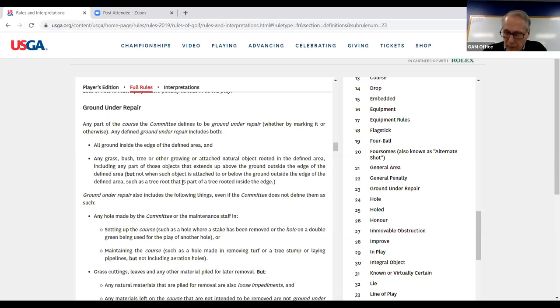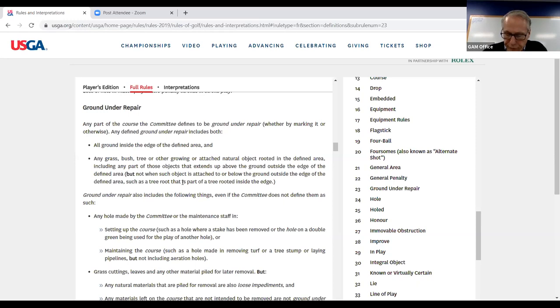But it's any part of the course that the committee has defined, and it's all ground inside that edge of the defined area. Any grass, bush, or tree growing within the area is considered part of that, and any parts of that object that extend up and above and even outside the edge of the defined area are still considered to be part of ground under repair. So if a tree grows within the ground under repair and extends outward beyond the boundary, any branch that may interfere with a player's swing, that player would be entitled to relief for ground under repair.